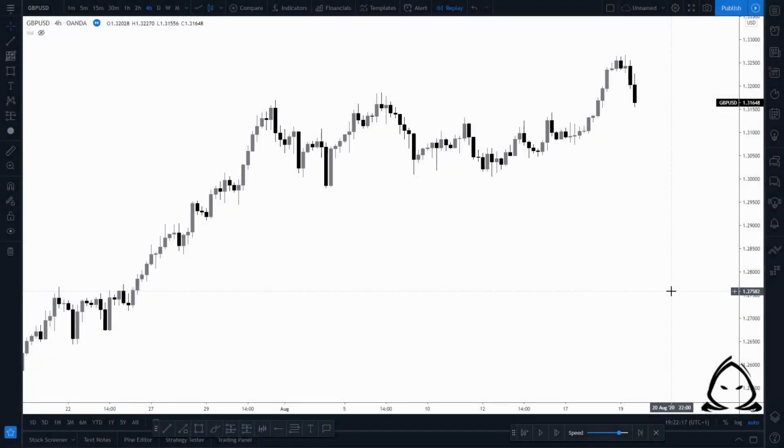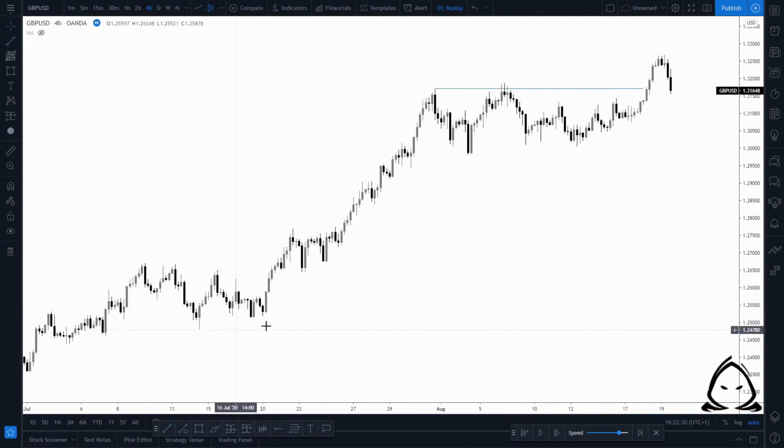Now let's take a look at an example using pound US dollar for how to look for risk entries and confirmation entries. We're going to start on the 4-hour chart. And what we'll do right off the bat is we'll map out that price is moving in an uptrend.